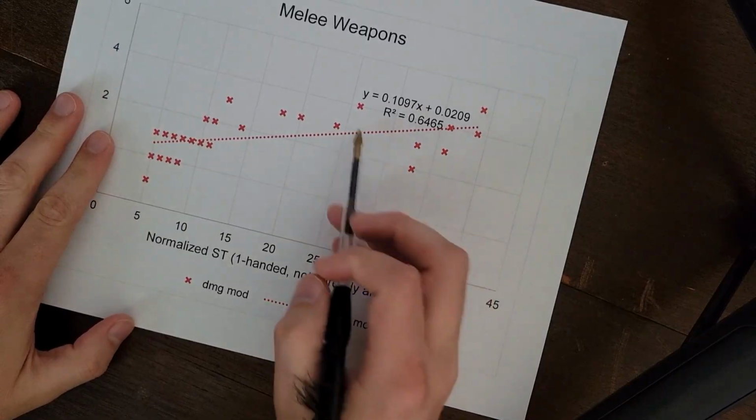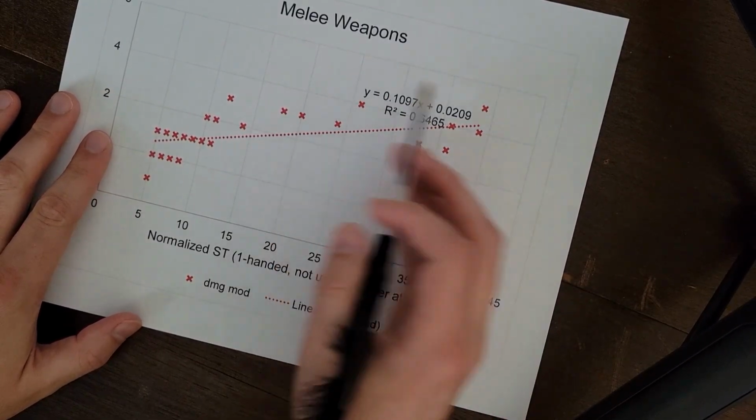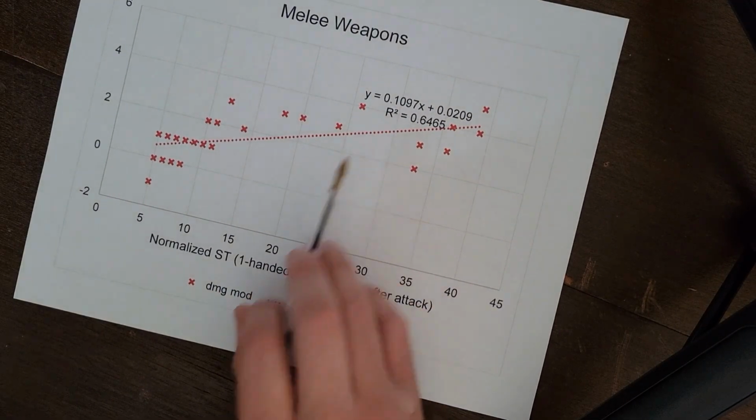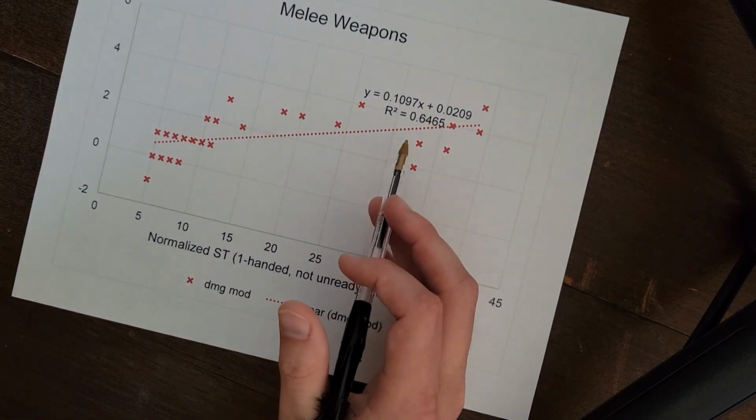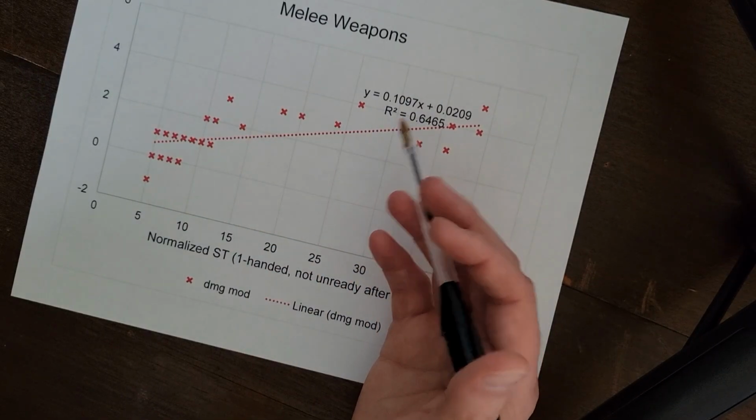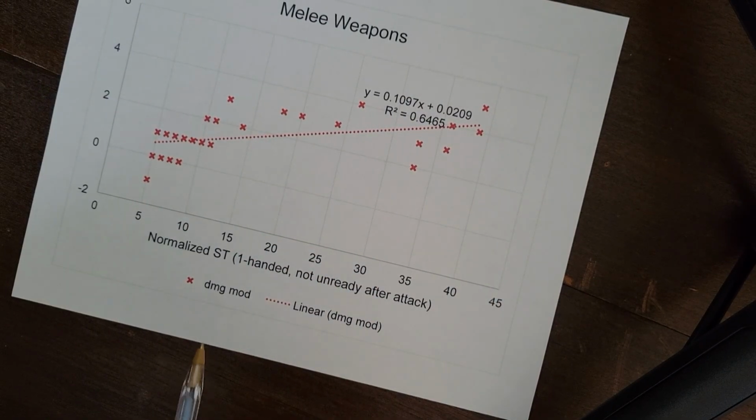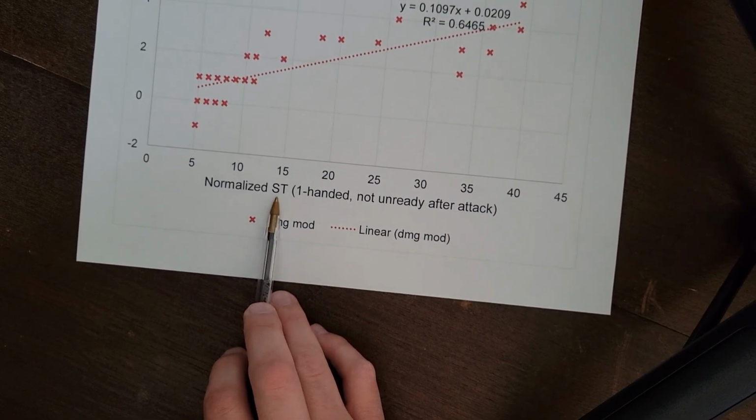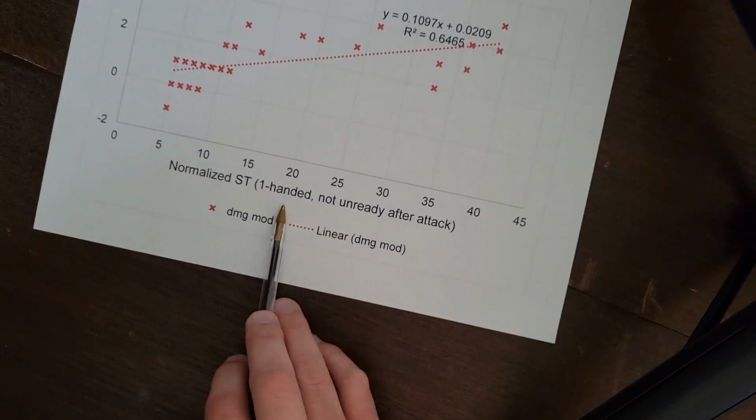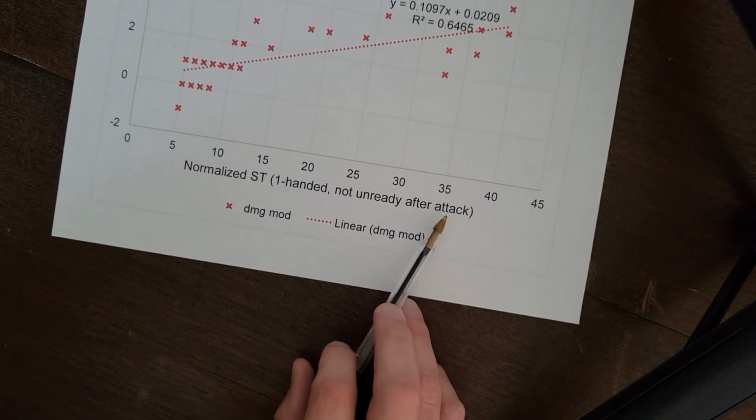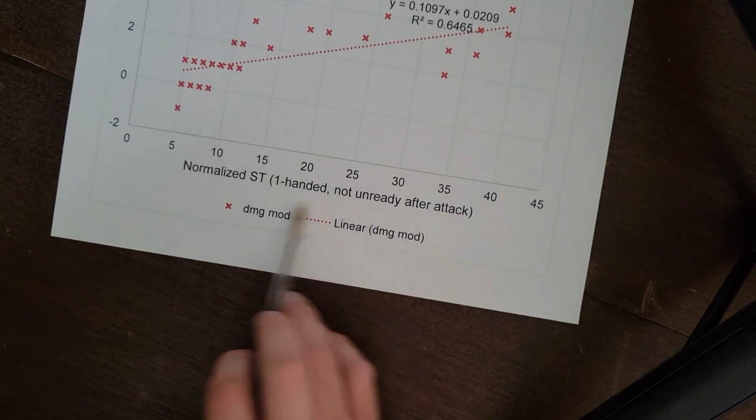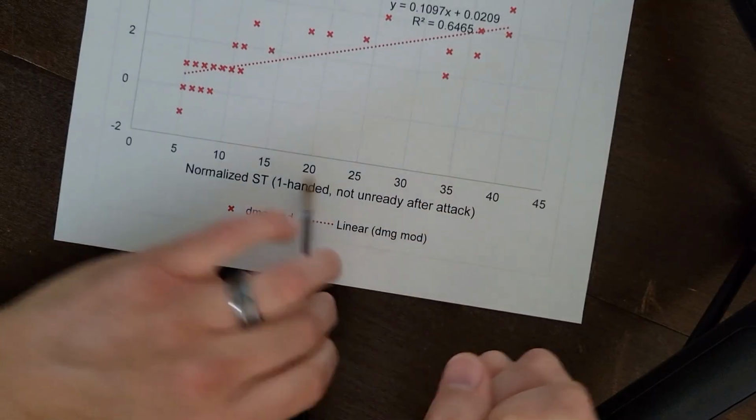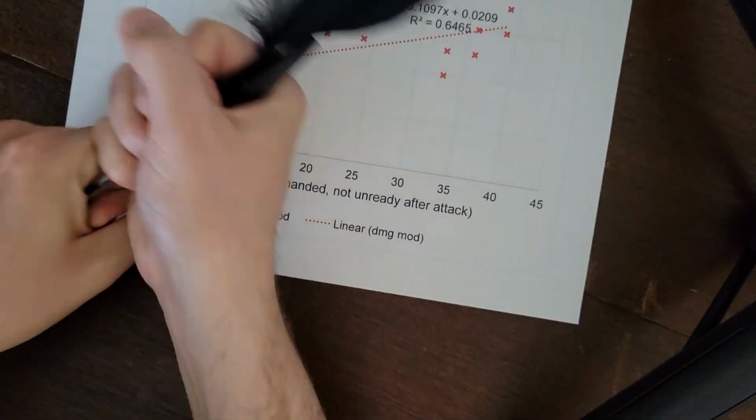I did apply others, like nonlinear fits, to this. The linear really was the most straightforward and best fit if you just go by the R² value. Again, I'm just using Microsoft Excel's trend fitting algorithm here, so nothing fancy. What I did here is I chose normalized strength, which is what the strength would be to use that weapon one-handed and have it not be unready after an attack. So for a balanced two-handed weapon, this is twice its listed strength value. So you're using two hands to wield this feather.